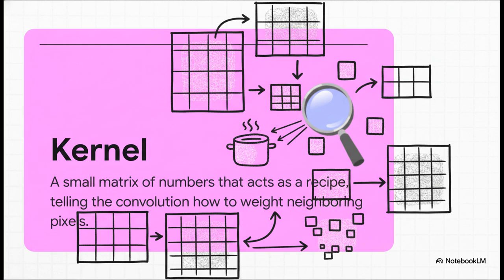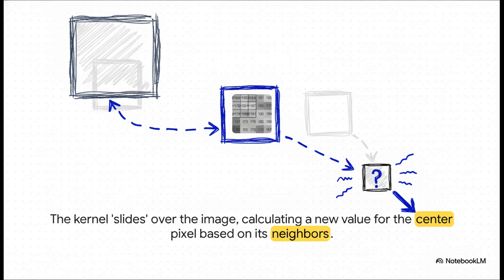You can think of a kernel as a recipe. It's just a tiny grid of numbers, and it tells the process how to weigh each neighboring pixel, basically how important each neighbor is in the final calculation. So this kernel, this little recipe, it literally slides across the entire image, one pixel at a time. And at every single stop, it centers on a pixel, does its calculation with the neighbors, and then spits out a brand new value for that center pixel in the new edited image.